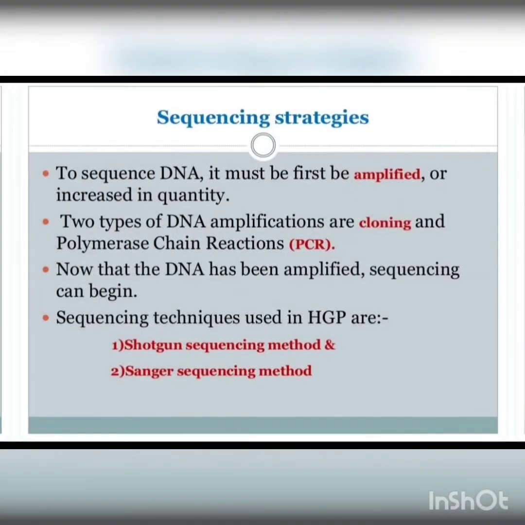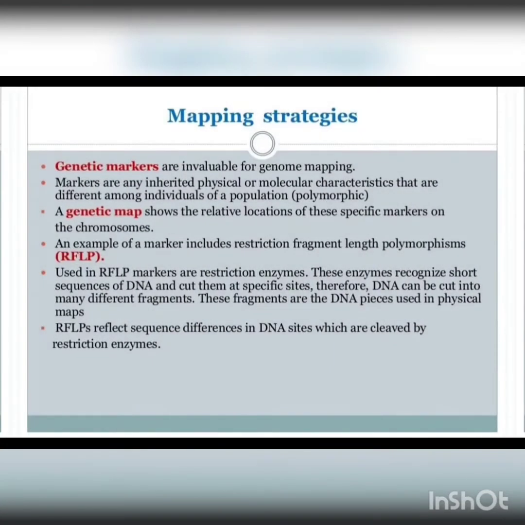To sequence DNA, it must first be amplified, or increased in quantity. Two types of DNA amplification are cloning and polymerase chain reaction. Now that the DNA has been amplified, sequencing can begin. Sequencing techniques used in HGP are: the first one is the shotgun sequencing method and the second one is the Sanger sequencing method. And the next one is mapping strategies.